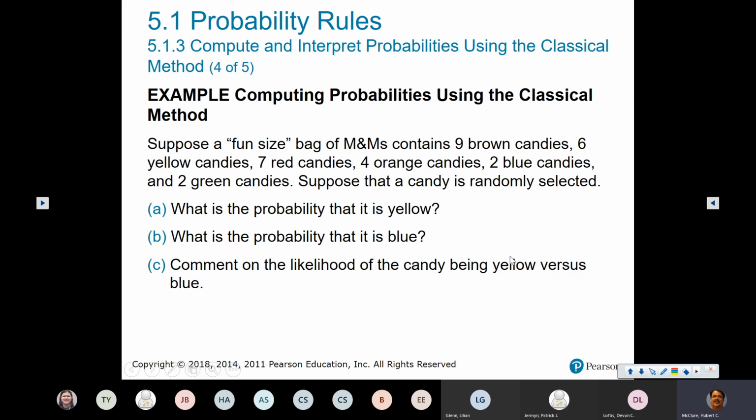Comment on the likelihood of a candy being yellow versus blue. Yellow would be 6 over 30 versus 2 over 30. So you're more likely to get a yellow candy than a blue if you just pick it out of the bag. This is all standardized test questions. Write that one down as an example also. You don't have to write it word for word. Just say 9 brown candies, 6 yellow candies, 7 red, 4 orange, 2 blue, 2 green, and then write down those questions and answer them.